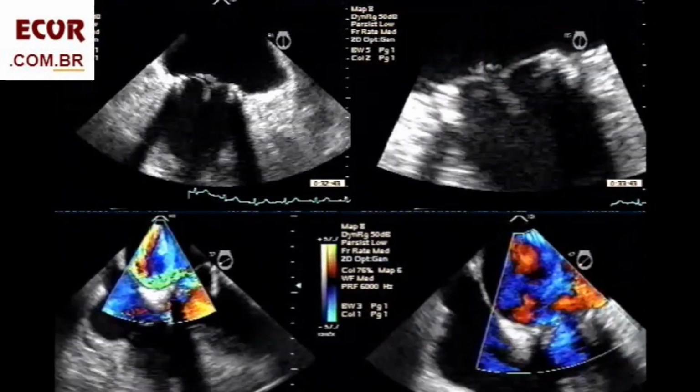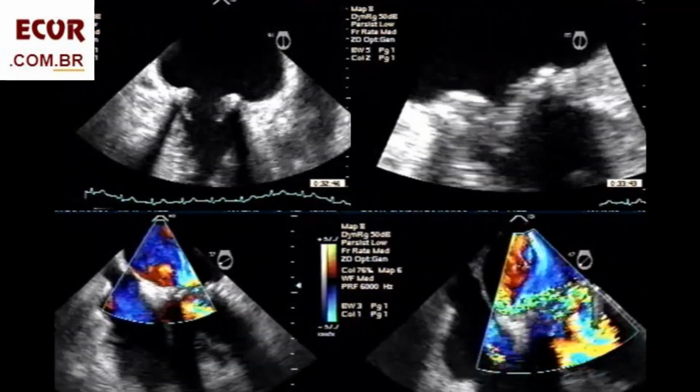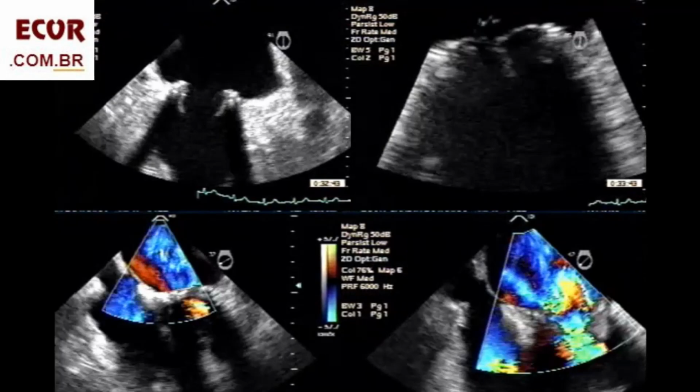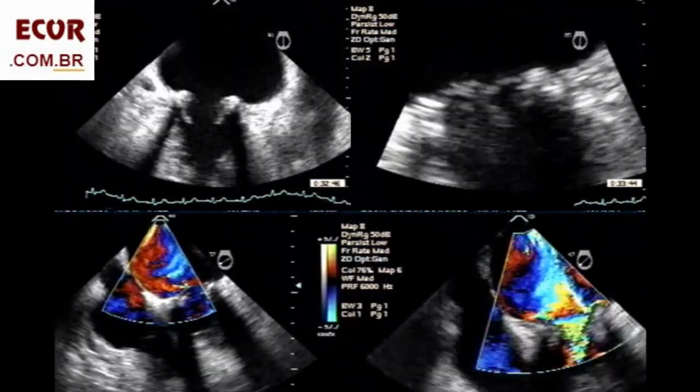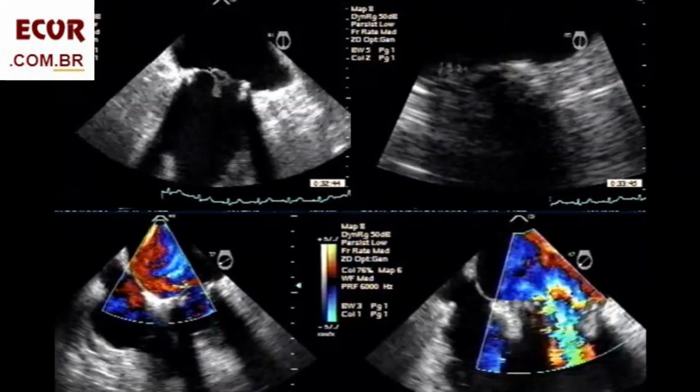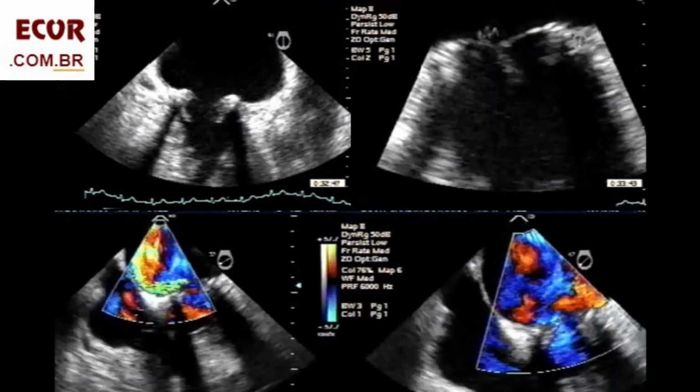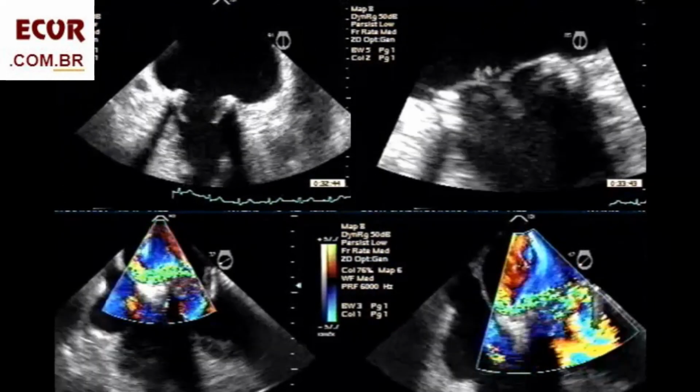A rupture does not have to be caused by endocarditis. This patient, for instance, had no endocarditis. It may be just wear and tear. There is a severe prosthetic regurgitation with Coanda effect.